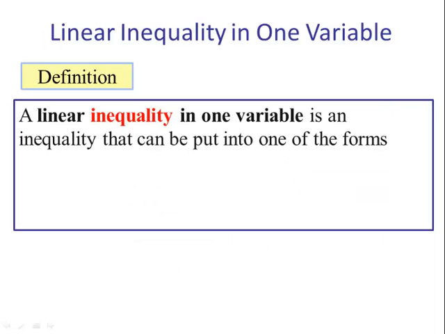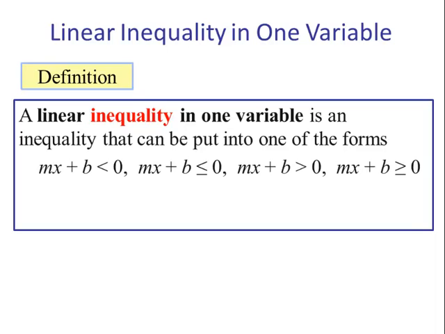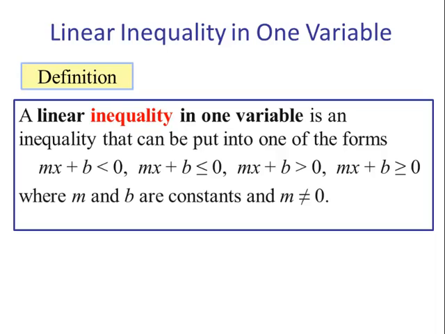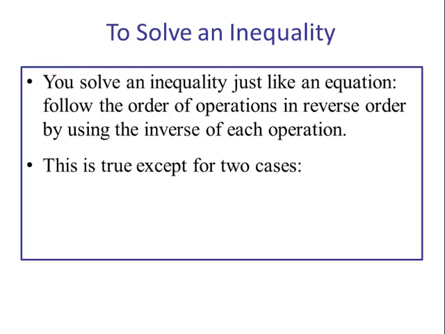Lesson objective. Definition. A linear inequality in one variable is an inequality that can be put into one of the forms mx + b < 0, mx + b ≤ 0, mx + b > 0, or mx + b ≥ 0, where m and b are constants and m does not equal 0. To solve an inequality, you solve it just like an equation. You follow the order of operations in reverse order by using the inverse of each operation.